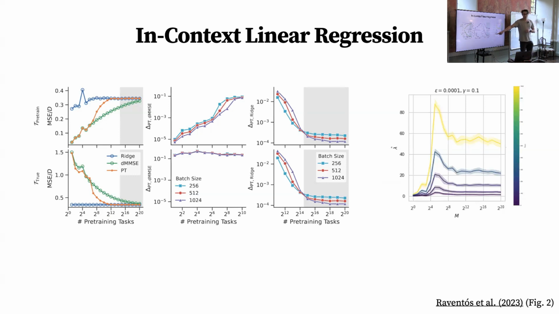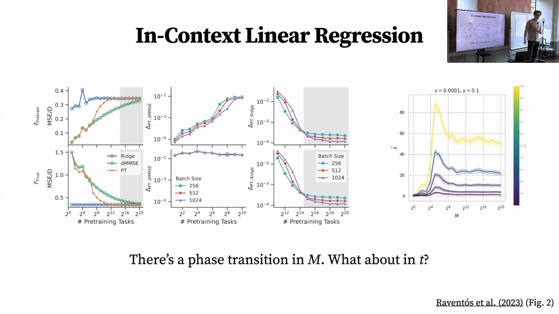Right? So it's much simpler to only memorize 2 or 3 tasks than to learn full-on linear regression. But as you increase the number of pre-training tasks, at some point you converge to an algorithm that's independent of M, independent of the number of pre-training tasks. Well, then to be clear, Reventos et al. weren't measuring that. No, this is us.